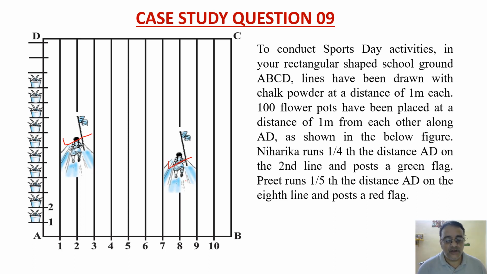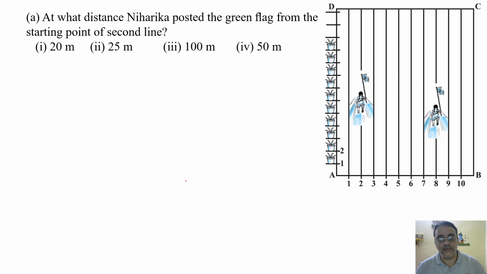Okay, so now we are going to solve some questions based on this. At what distance did Niharika post the green flag from the starting point of the second line? So it is already given, 1/4 distance AD.